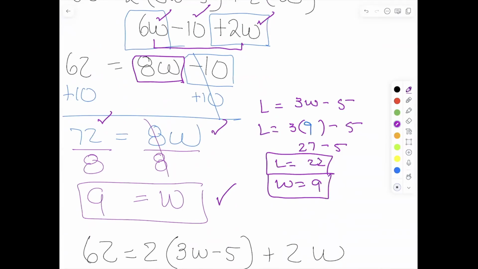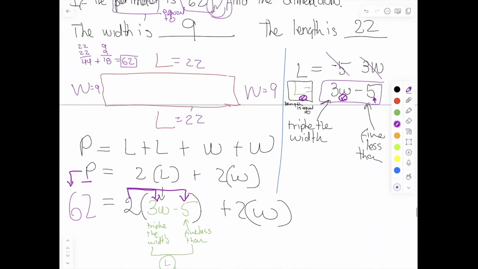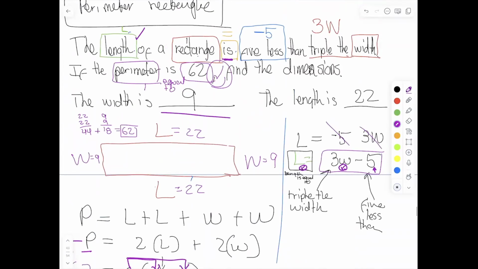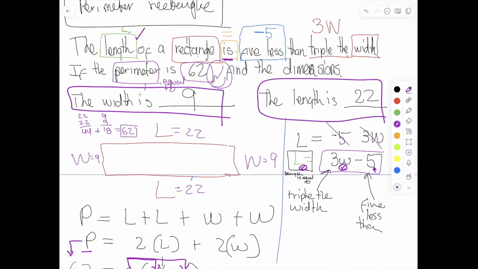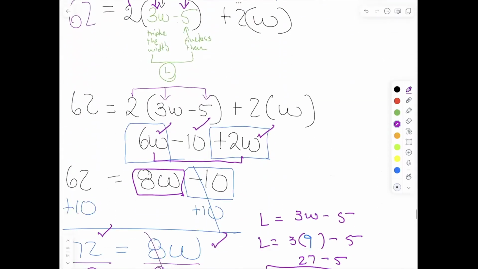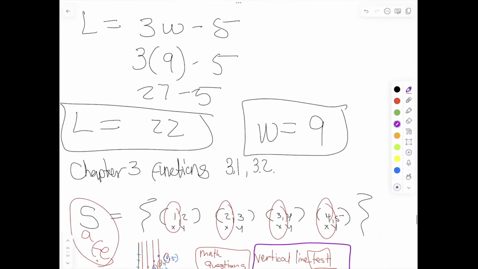What are they looking for? What do they say? What is the width? What is the length? All right, so you've got to practice problems like this. All right, let's keep going.